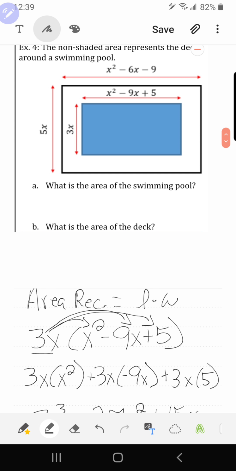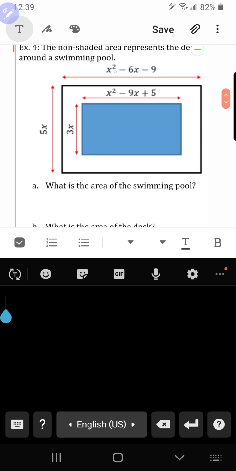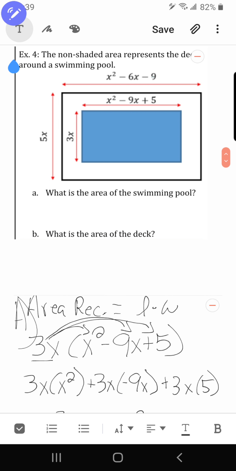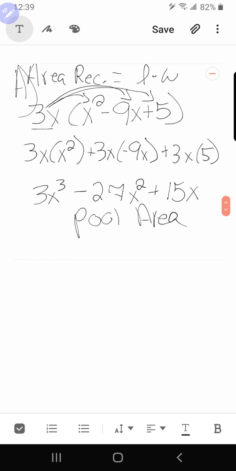We'll have to find first the area of the entire thing. So this right here is part A, finding the pool area. What is the area of the deck? Well, to find the area of the deck, I can't just do 5x times x squared minus 6x minus 9. I'm going to have to find that area and subtract the pool area.